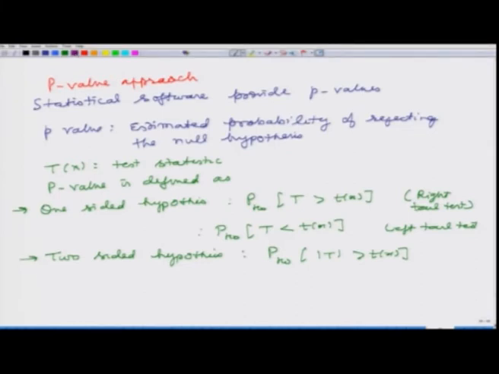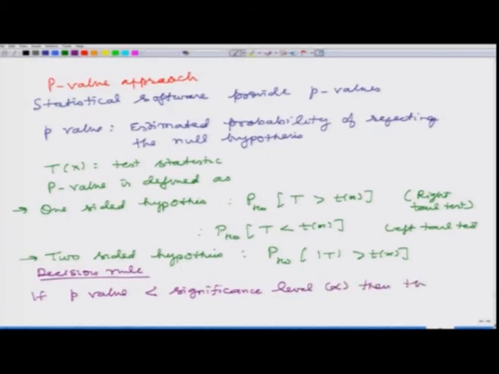Now, what is the decision rule? If the p-value is smaller than the significance level, which we had denoted as alpha, then the null hypothesis, which we have denoted by H naught, is rejected. Right. So, this gives us a very simple solution.